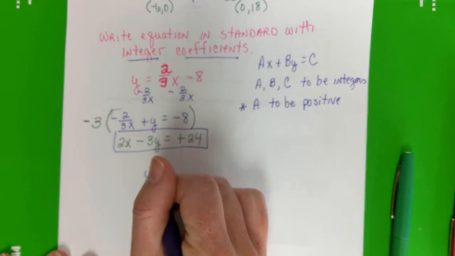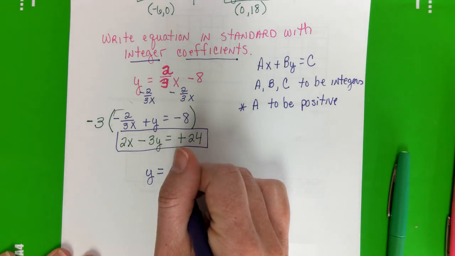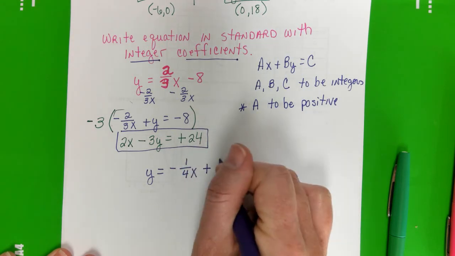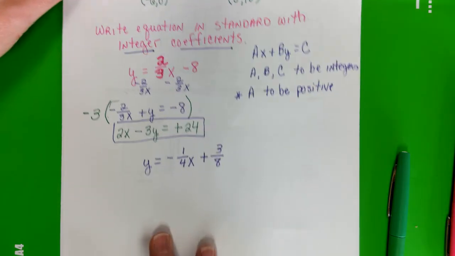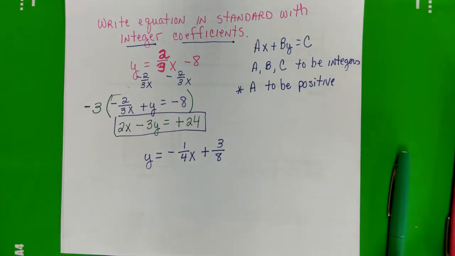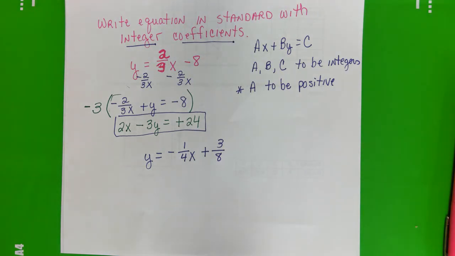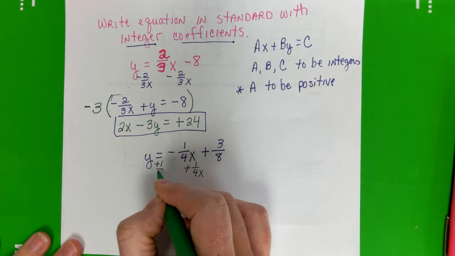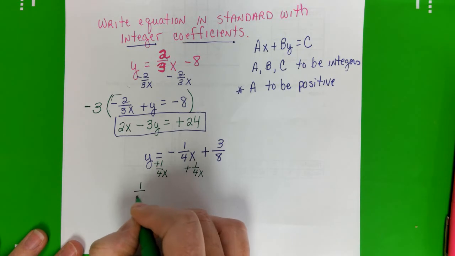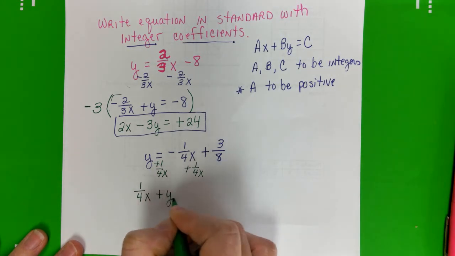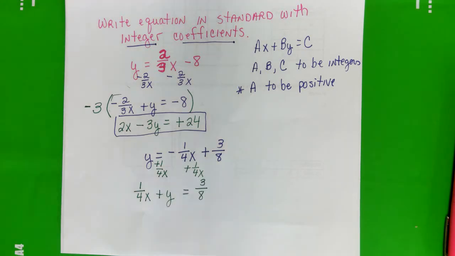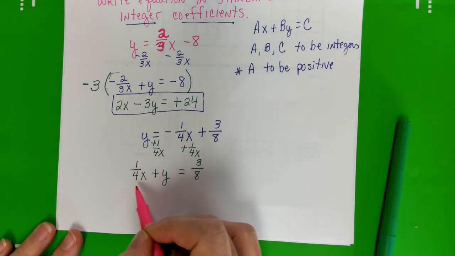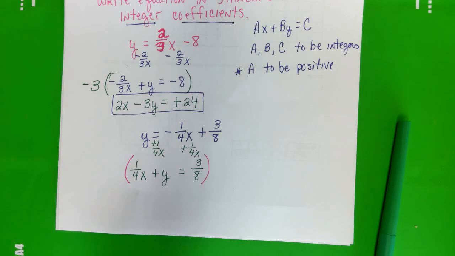Okay, here's another example. y equals -1/4 x plus 3/8. Okay. So again, the first thing I'm going to want to do is move my x to the same side as my y. So this time I would add 1/4 x. We're just doing inverse operations. Okay. And now we need to get rid of our fractions. We already have a positive a value, so we don't have to worry about that this time.